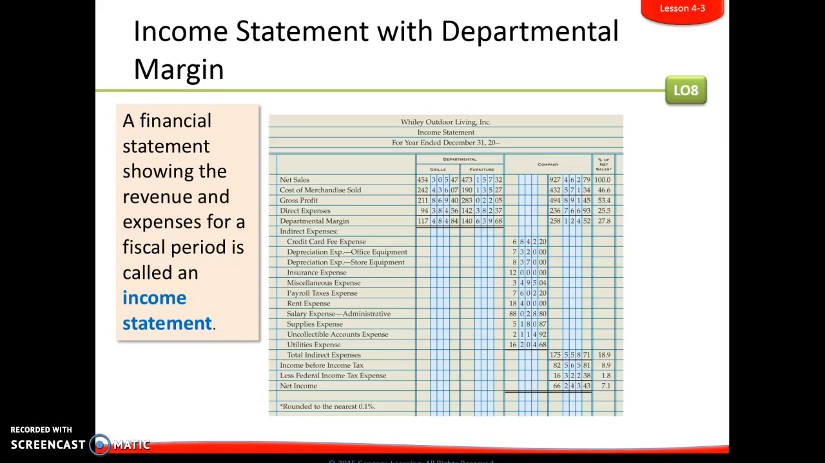So they're showing us an example of an income statement. An income statement is a financial statement showing the revenue and expenses for a fiscal period. So we have created an income statement before. The difference here now is that we're going to have different departments.